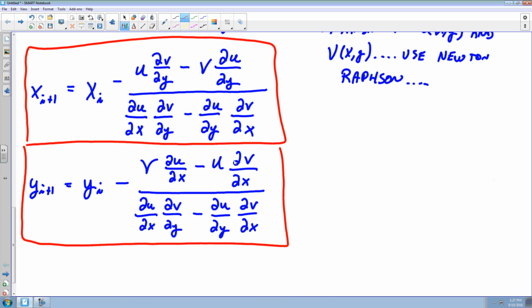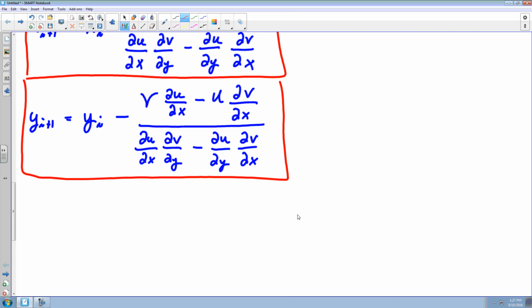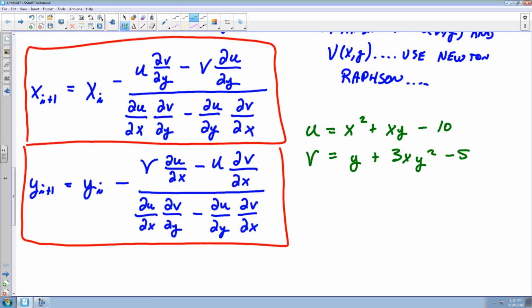So what I'm going to do, we've got the formulas there. Let's rewrite the equations here again. We've got u equal to x squared plus xy minus 10, and v equal to y plus 3xy squared minus 57. And they're both equal to 0. You have to set them equal to 0.